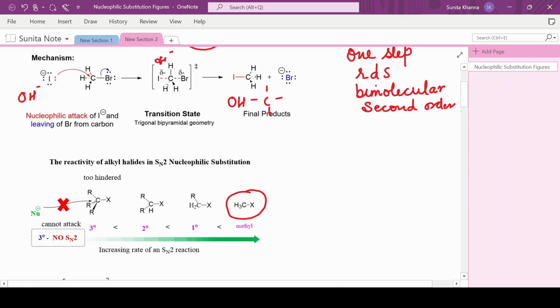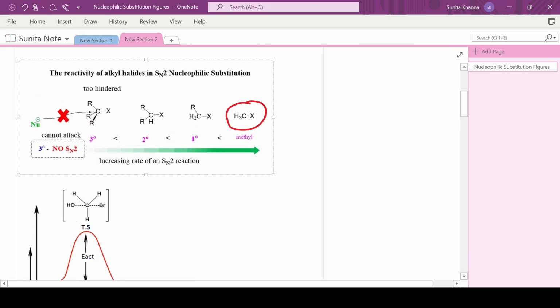The tertiary has almost nil probability for the SN2 mechanism, because here the nucleophile has almost no way to reach the carbon atom. So this represents the rate of the SN2 mechanism: almost nil for the tertiary, better for secondary, even better for primary, and the best with the methyl, which provides the least hindrance as the carbon is containing the small hydrogen atoms. Now we come to the stereochemical aspect of this reaction.